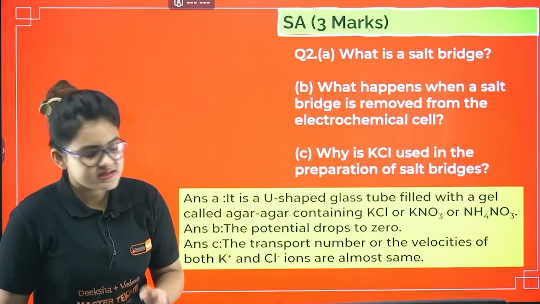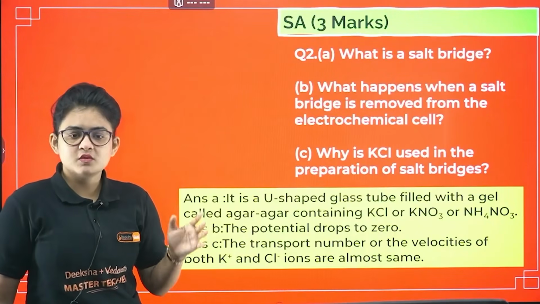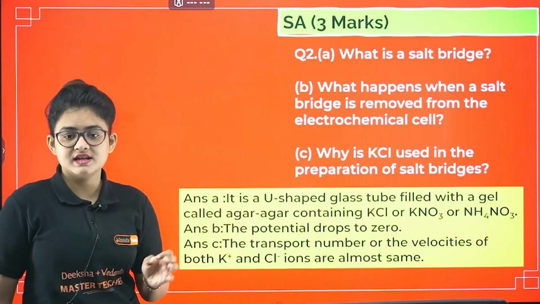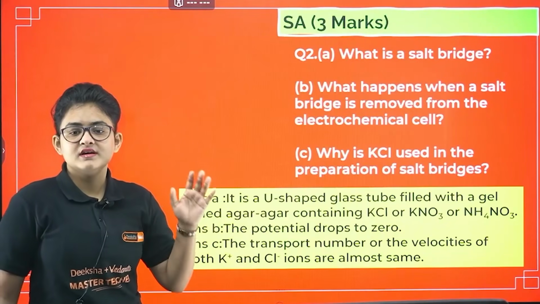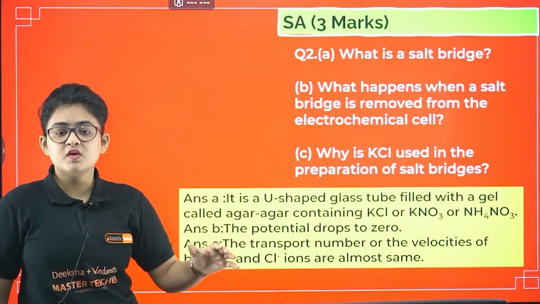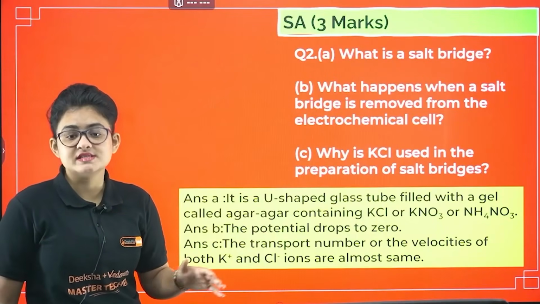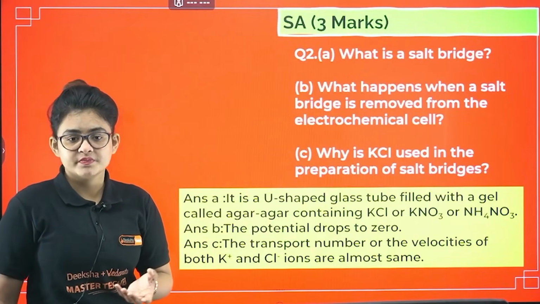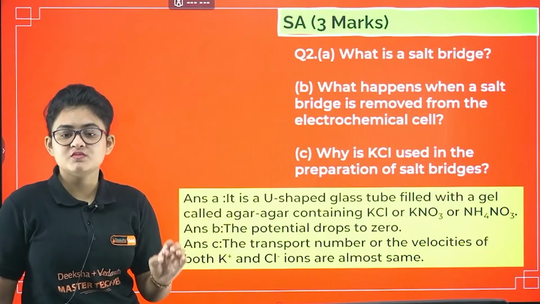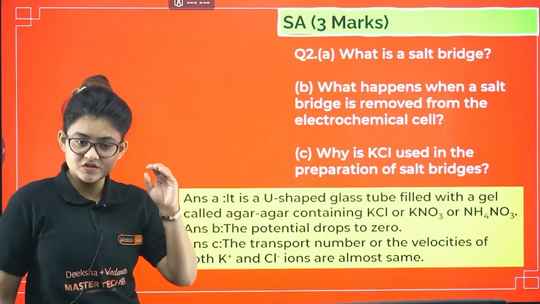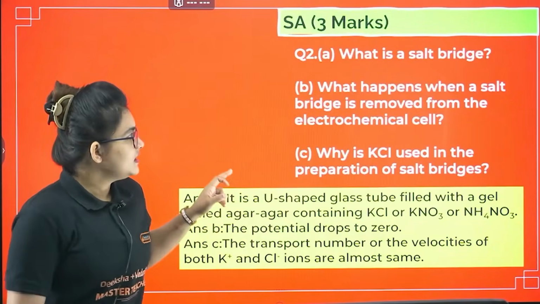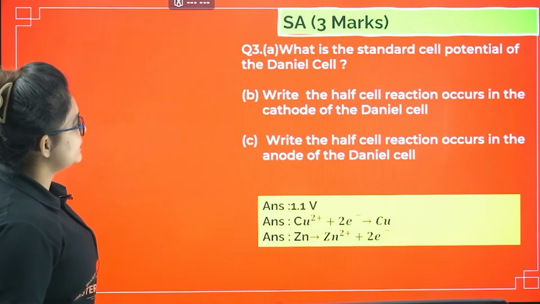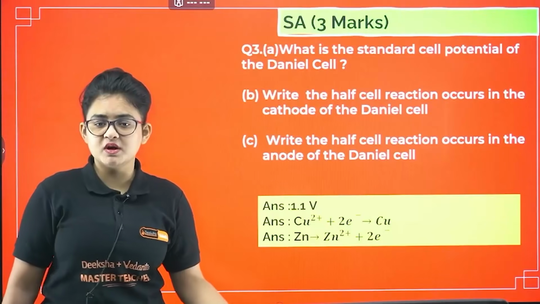Next, why is KCl used? KCl is used because we choose those salts for which the cations and anions have the same type of mobility or the same velocity, or sometimes we call it the transport number. They have almost the same transport number, that's the reason we choose this type of salt. Okay, let's proceed. What is the standard cell potential of a Daniell cell? That is definitely 1.1 volt.